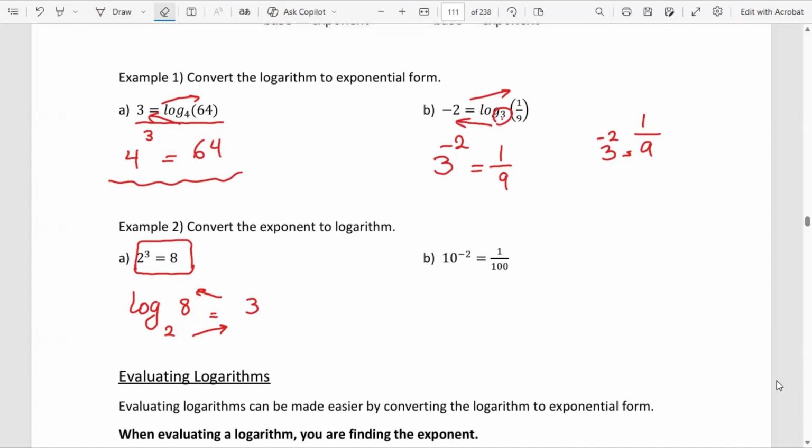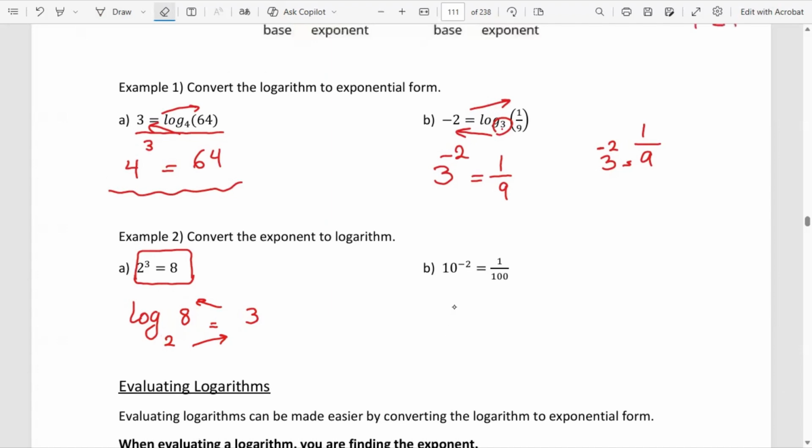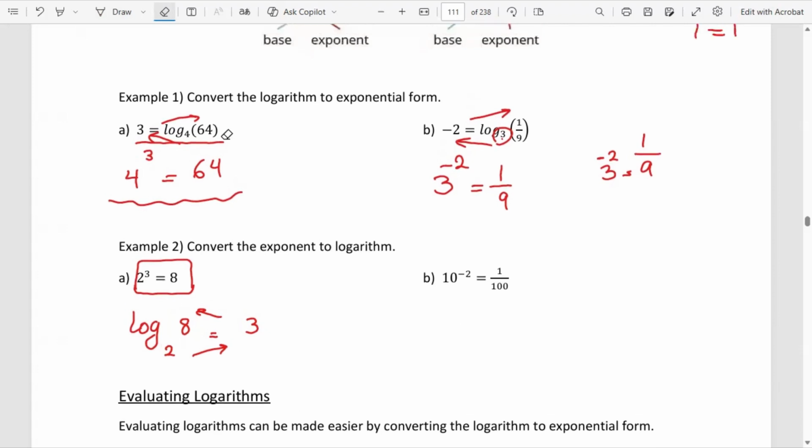For the next one, we say the log. So the base is 10. So the base of the log is 10. 10 to the power of -2 is equal to 1 over 100. Or we say the log of 100's base 10 is -2.